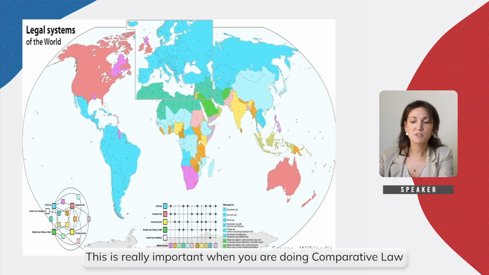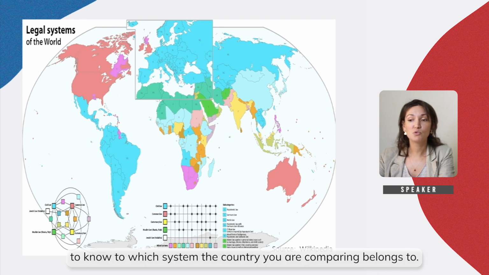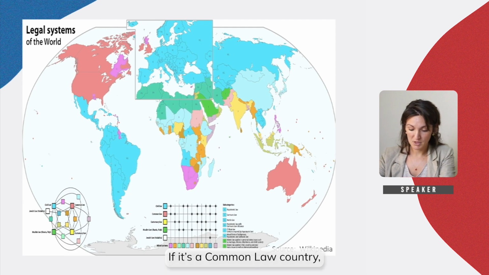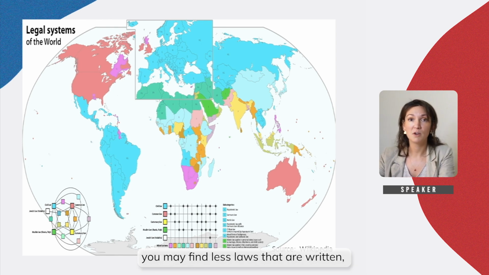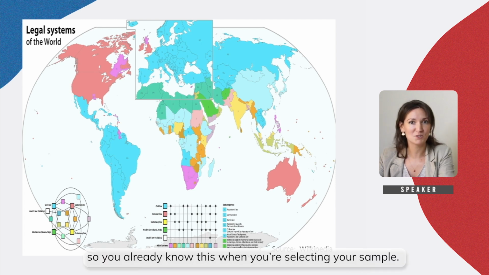So this is really important when you are doing comparative law, to know to which system the country you're comparing belongs to. If it's a common law country, the role of the judge is more important, creating the law. You may find less laws that are written, so you already know this when you're selecting your sample.